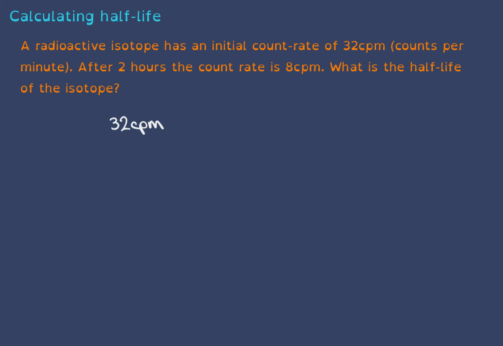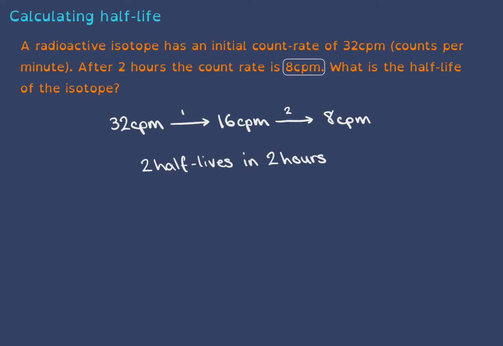Well, starting with 32 counts per minute, after one half-life, that value will have halved to 16 counts per minute, and after a second half-life, that value will have reduced to 8 counts per minute, which is our target from the question. That means that we've gone through 2 half-lives in 2 hours, and 2 hours divided by the 2 half-lives means that the half-life is 1 hour.